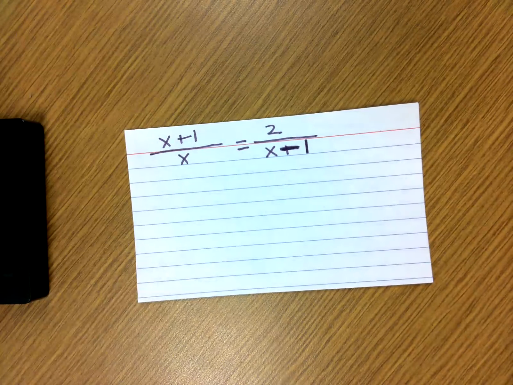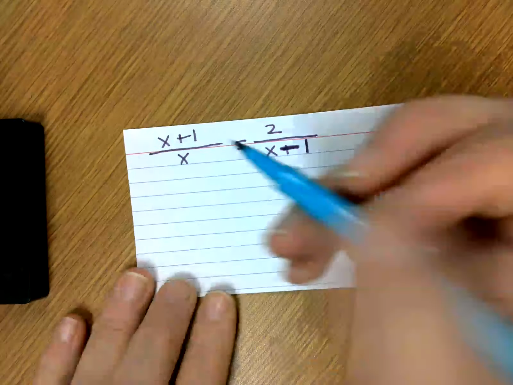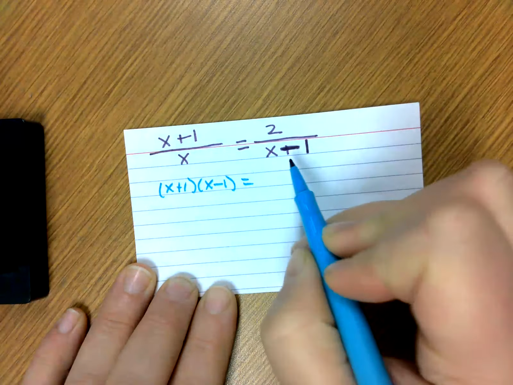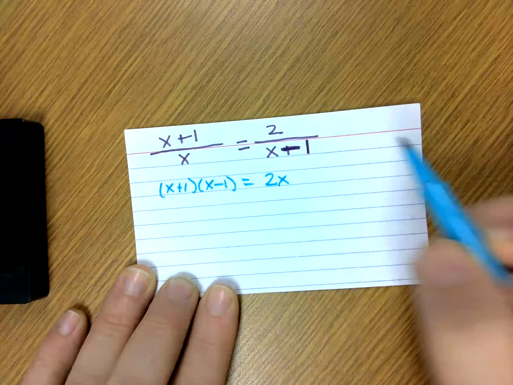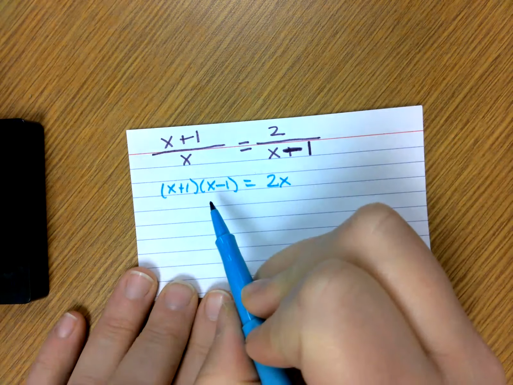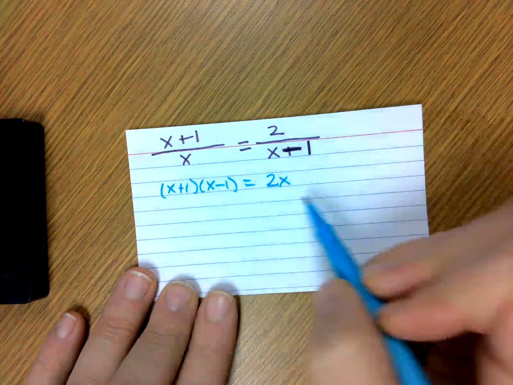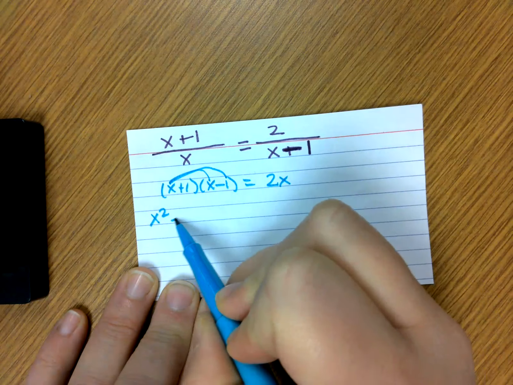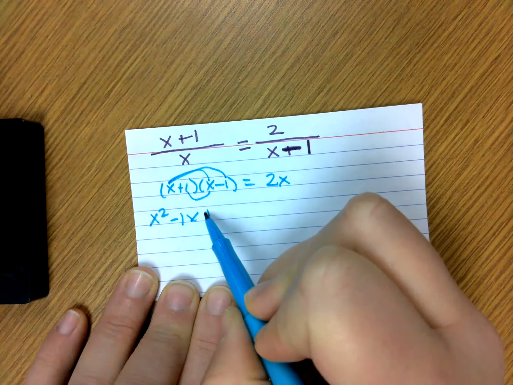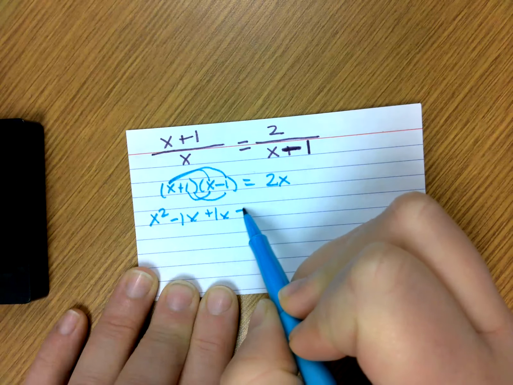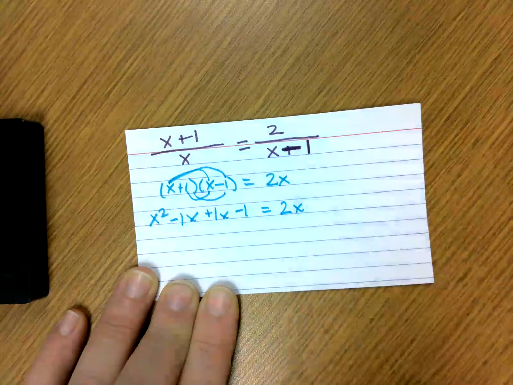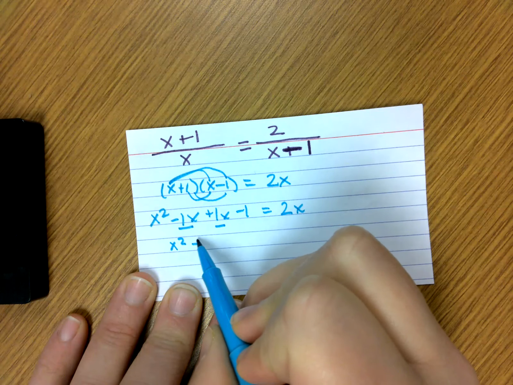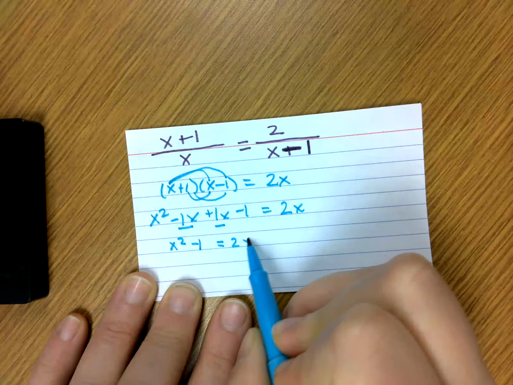And the last one, the most difficult section, will be x plus 1 times x minus 1, because you want to get rid of that division, and that would multiply up here, and I would get 2x. So now I have to do my foiling. Before I can do anything with this, I have to do my first, that's x squared, my outside, negative 1x, inside, positive 1x, and my last would be negative 1, and this would be equal to 2x. Now I can combine these like terms, so this is x squared minus 1 is equal to 2x.